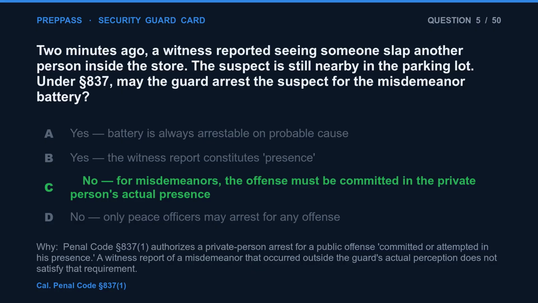The correct answer is C. Penal Code Section 837(1) authorizes a private person arrest for a public offense committed or attempted in his presence. A witness report of a misdemeanor that occurred outside the guard's actual perception does not satisfy that requirement.